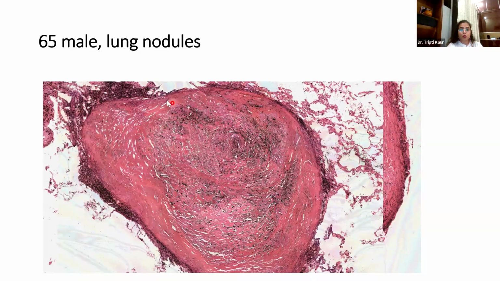And this pigment, so much pigment around this nodule and within the nodule, it should give you an idea. Okay, fine, this is silica. Silica is basically nothing but dust. So people who are involved in construction work, construction sites, or drilling kind of activity, they get exposed to this and they get these silicotic nodules. They will generally present as incidental nodules.